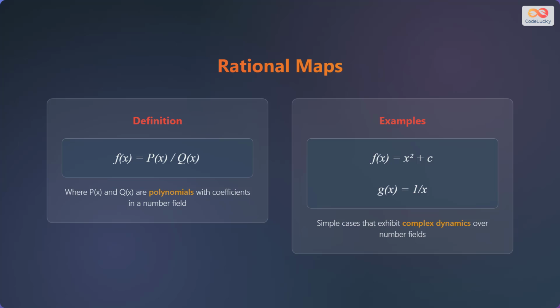Let's define rational maps. A rational map is a function f of x equals p of x divided by q of x, where p of x and q of x are polynomials with coefficients in a number field. Examples include f of x equals x squared plus c, and g of x equals 1 over x. These are simple cases that exhibit complex dynamics over number fields.